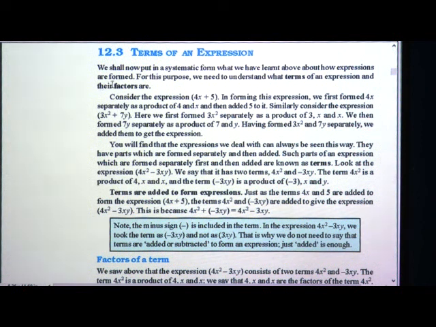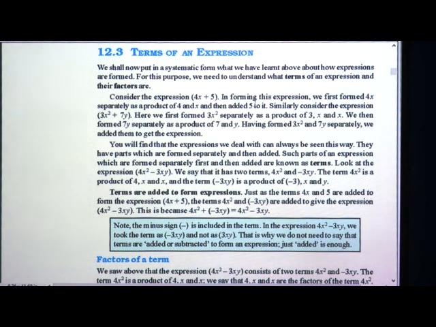In short, we shall now put in a systematic form what we have learned about how expressions are formed. For this purpose, we need to understand the terms of an expression and their factors. Factors, you know how to find out. Now, what are the terms we will see here. So, consider the expression 4x plus 5.